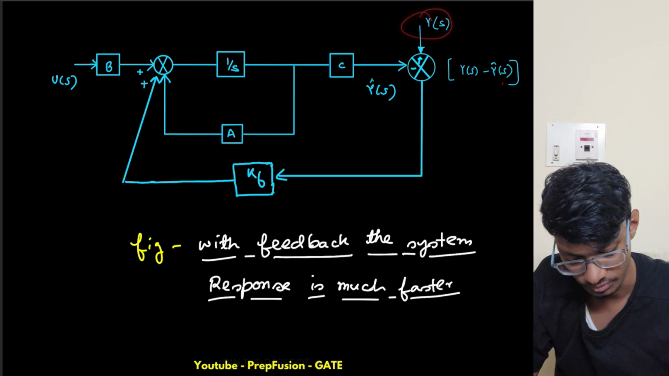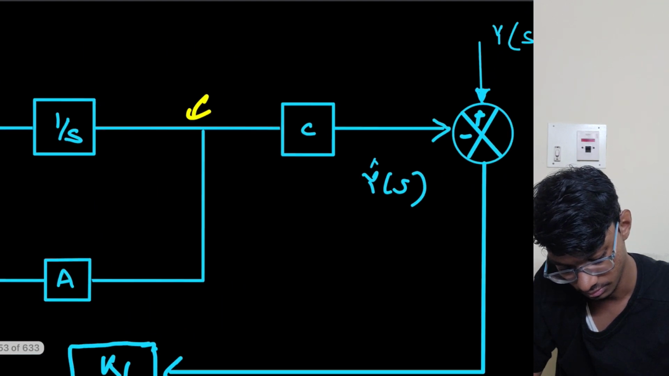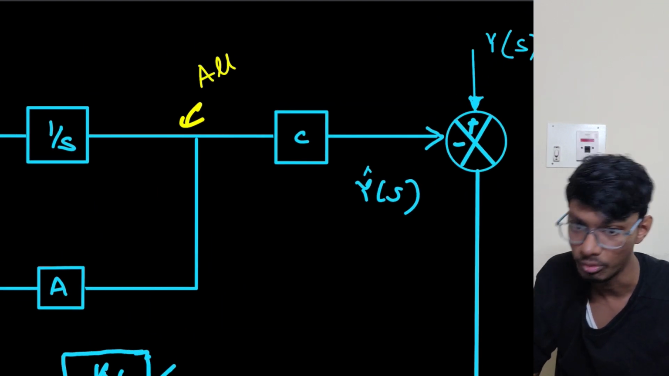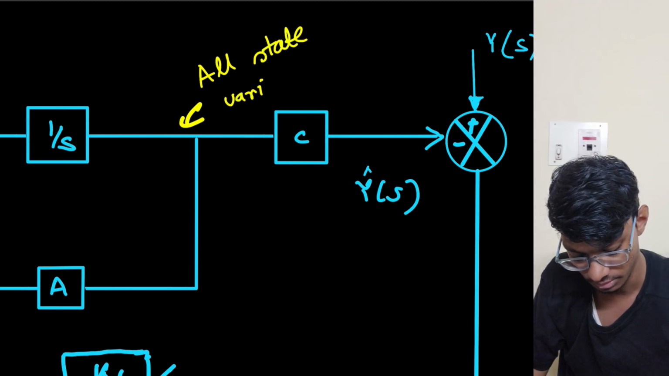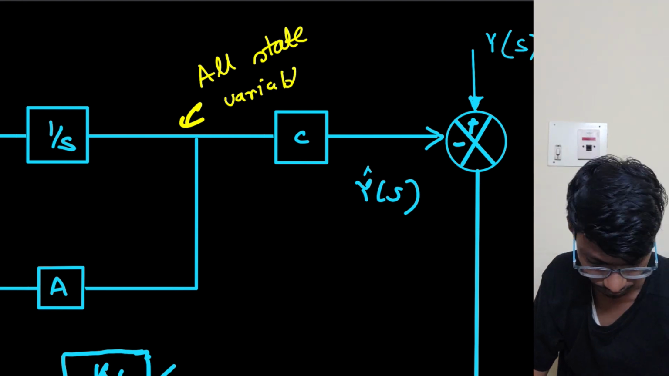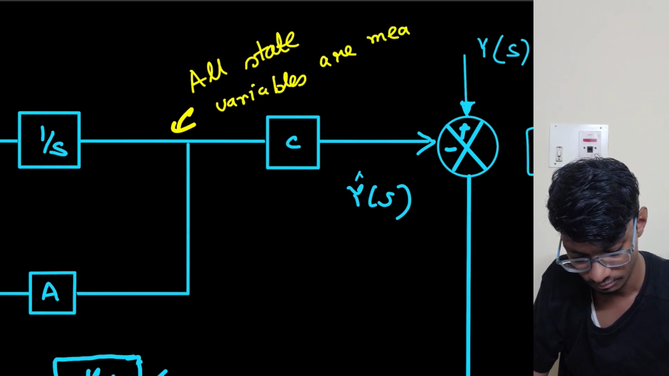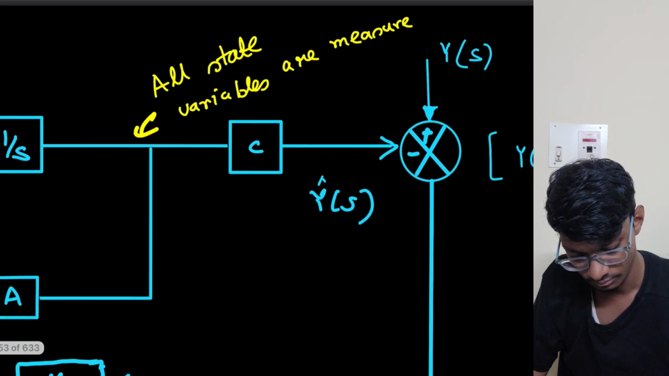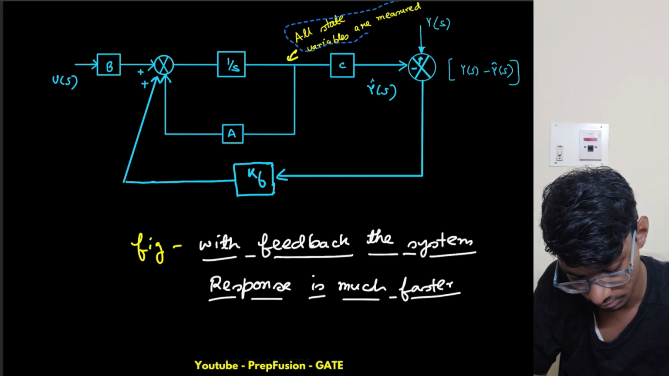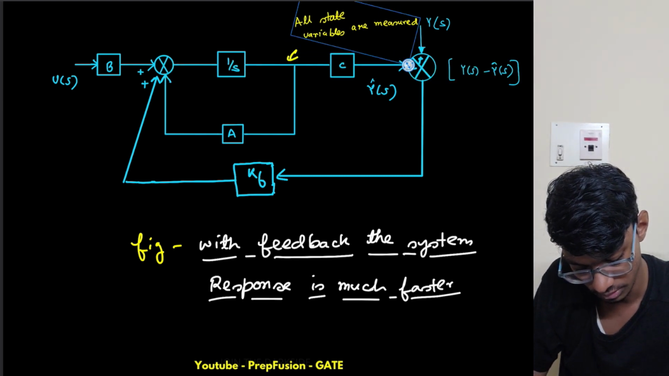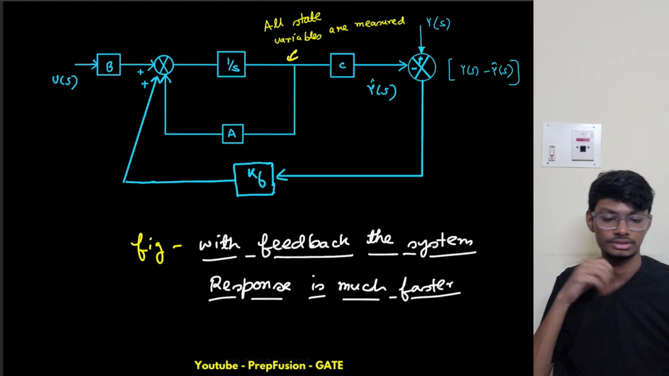So with the help of this one and this one, at this point, I will prove to you how I'm measuring all the state variables. I'm just stating it right now. We'll do the proof. Okay, all the state variables are measured. So yeah, this is basically it now.